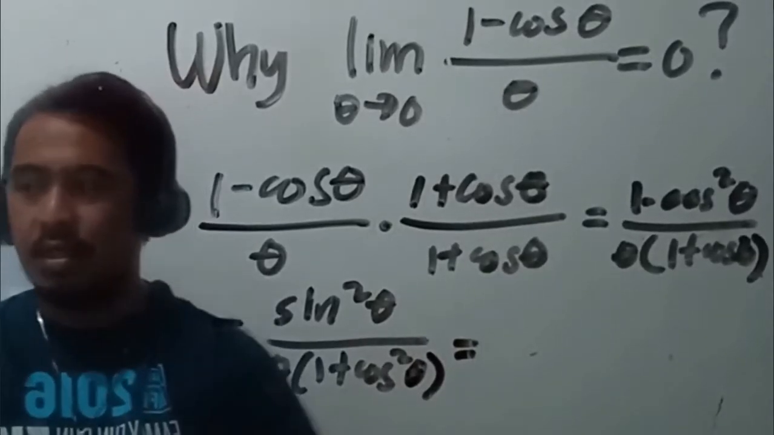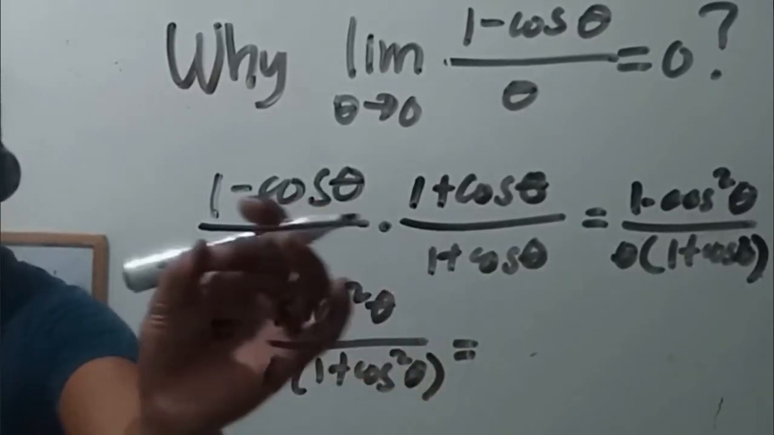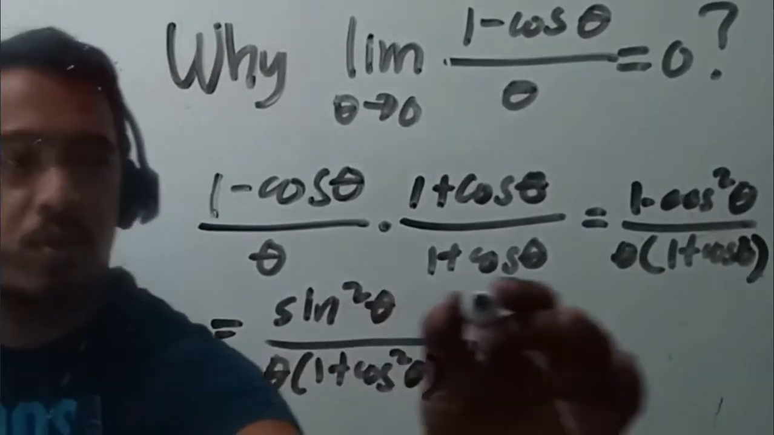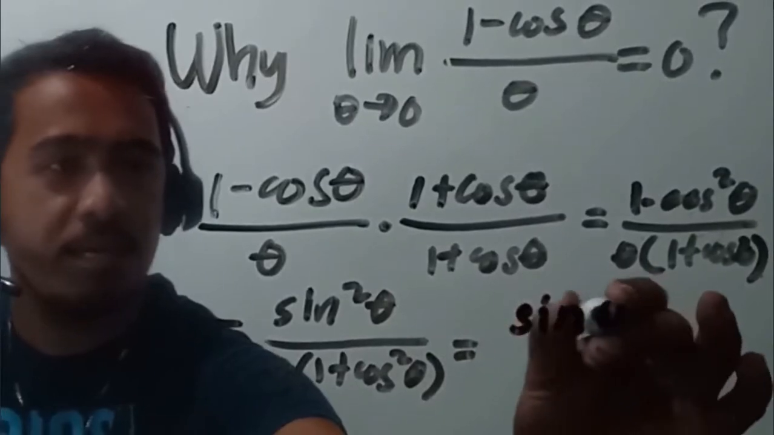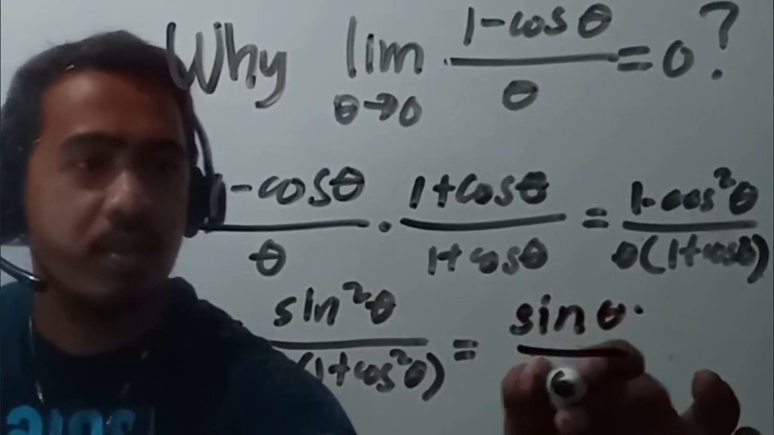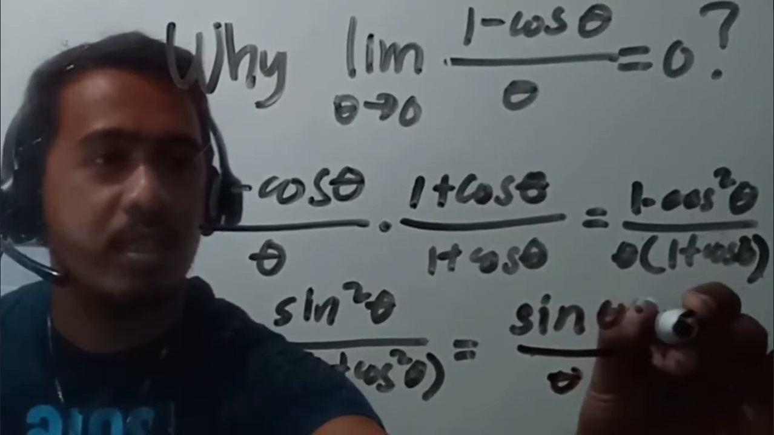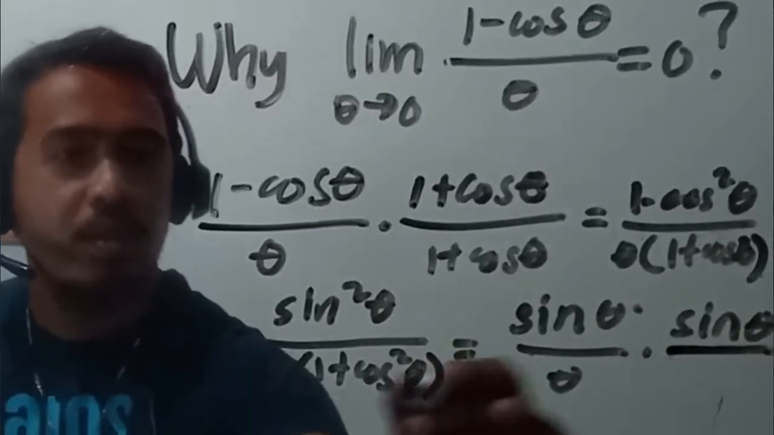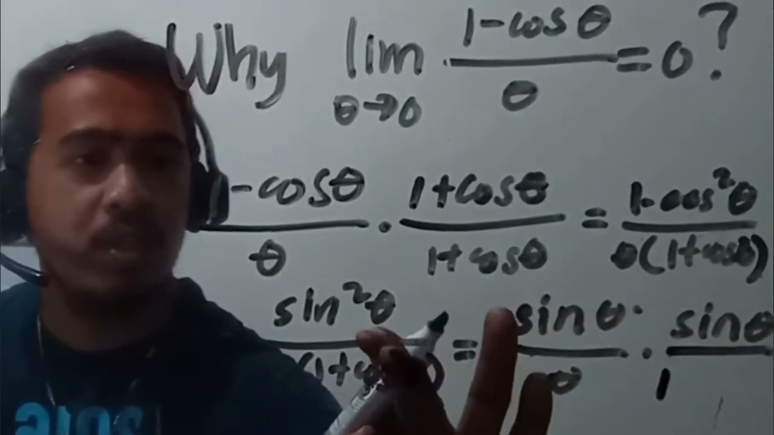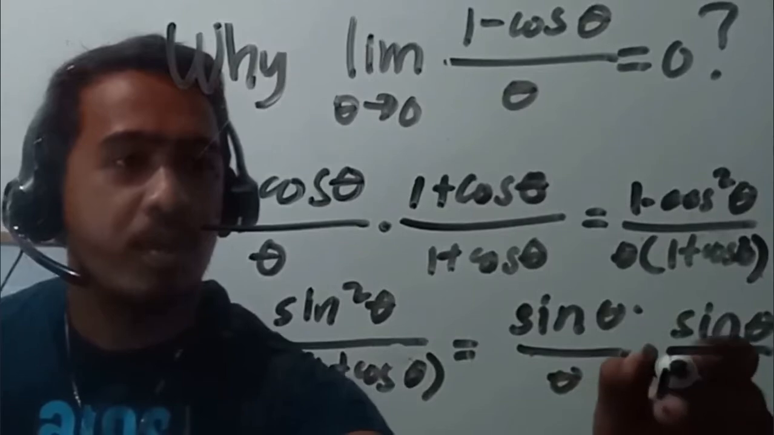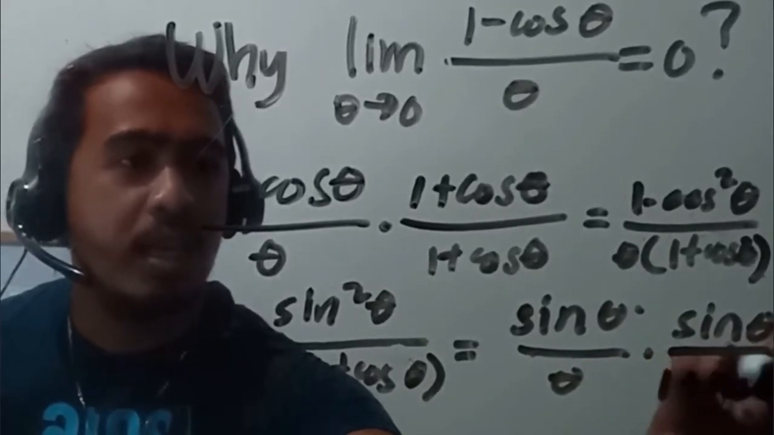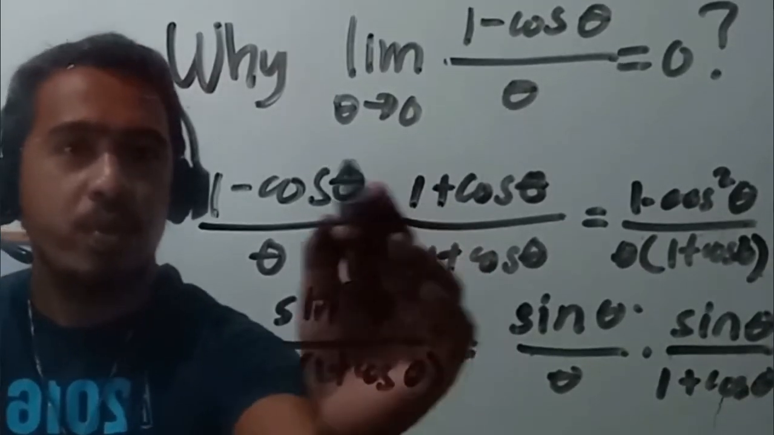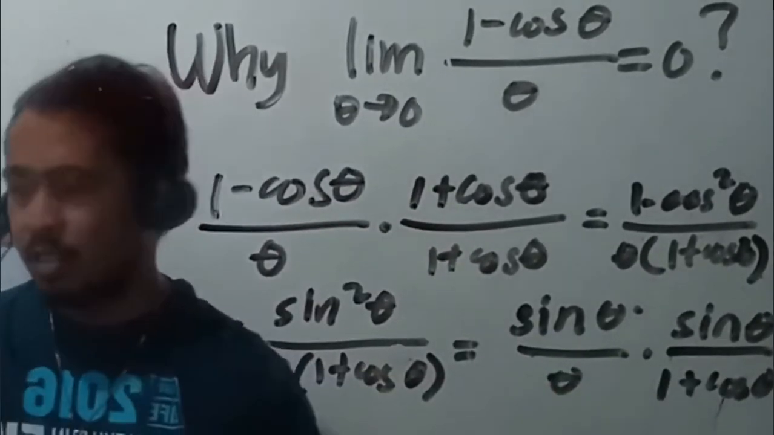And then the numerator can be separated into 2. You can factor it out into 2. So it is just sine theta over theta, and the other one is sine theta over 1 plus cosine theta. Okay, so this is just equivalent to the original expression.